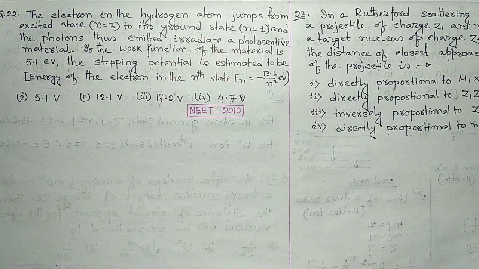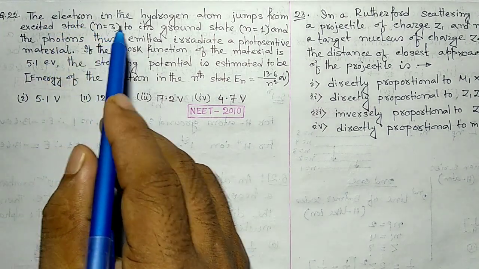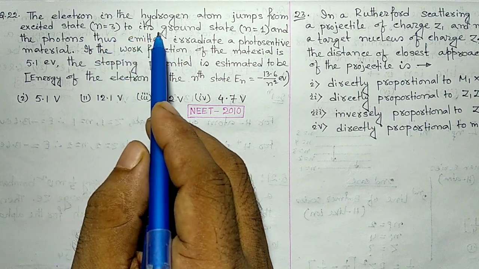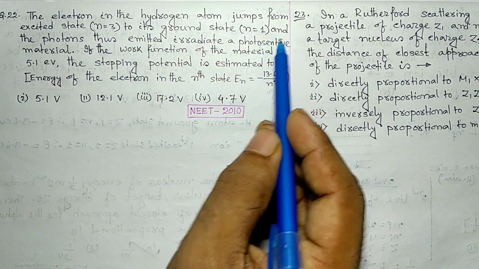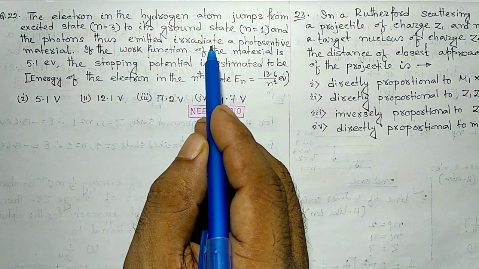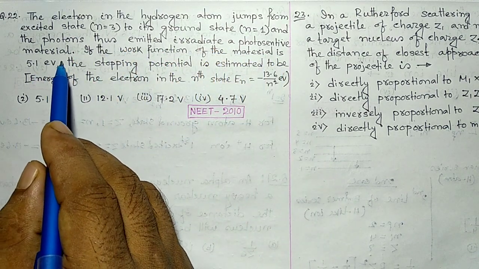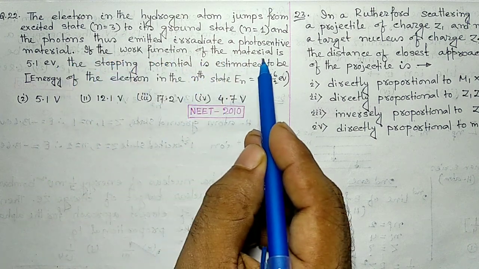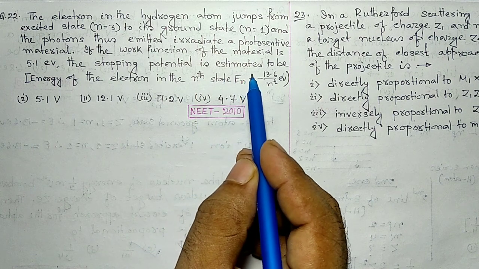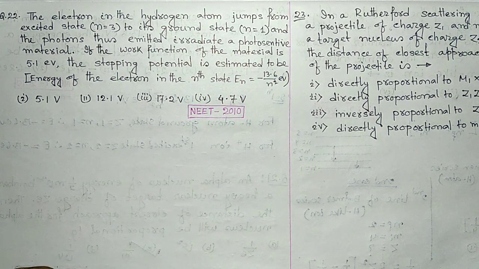Next question is question number 22. The electron in the hydrogen atom jumps from excited state n = 3 to its ground state n = 1, and the photons thus emitted irradiate a photosensitive material. If the work function of the material is 5.1 electron volt, the stopping potential is estimated to be what we have to find out.